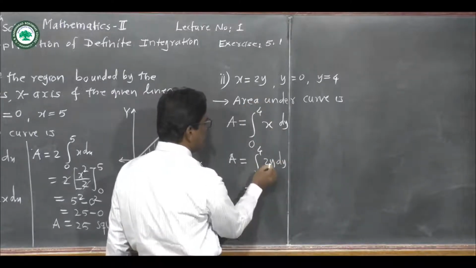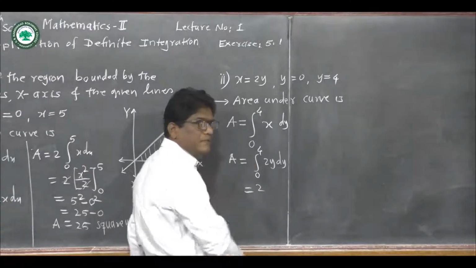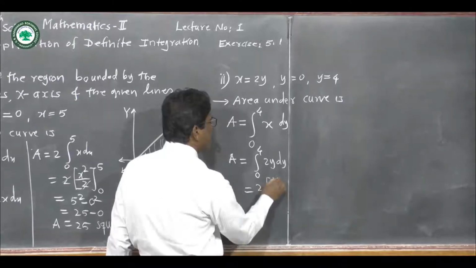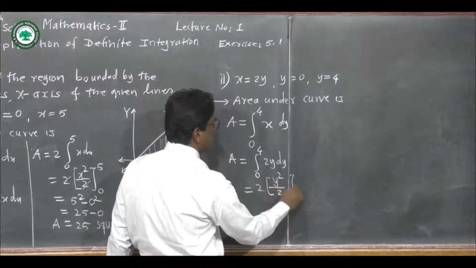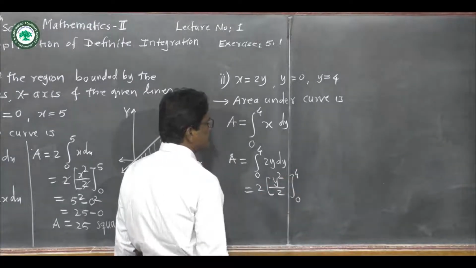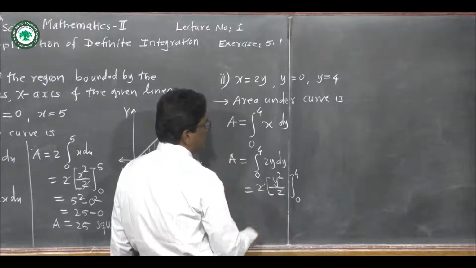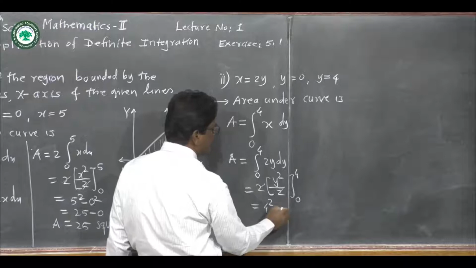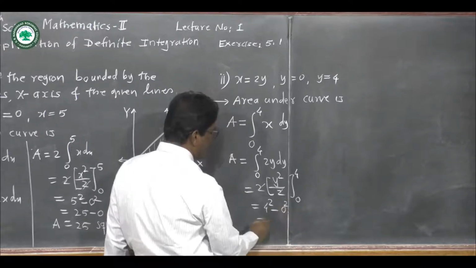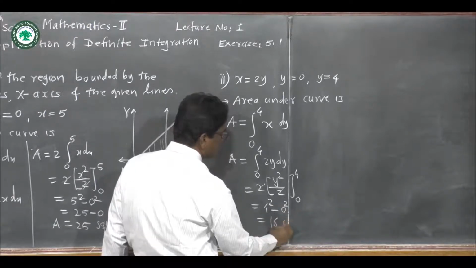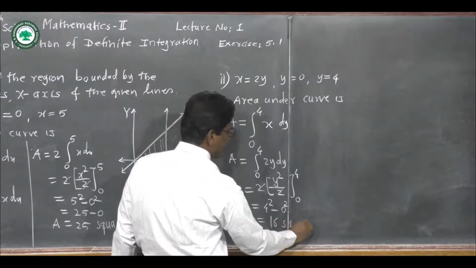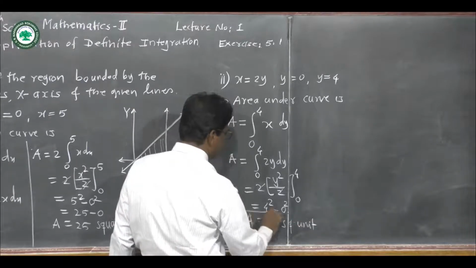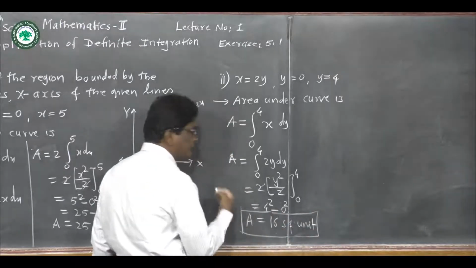So it is equal to 2 outside the integral, and take the integration of y, that is y to the power 2 divided by 2, from 0 to 4. This 2 and 2 get cancelled. Now put the value of y as 4, so it is 4 square minus y as 0, 0 square. 4 square means 16. So area is how much? 16 square unit. This is the final answer.